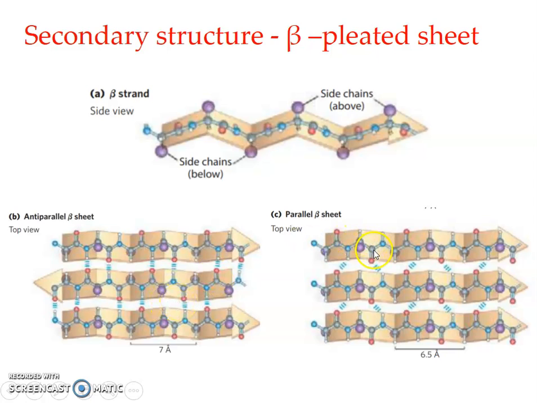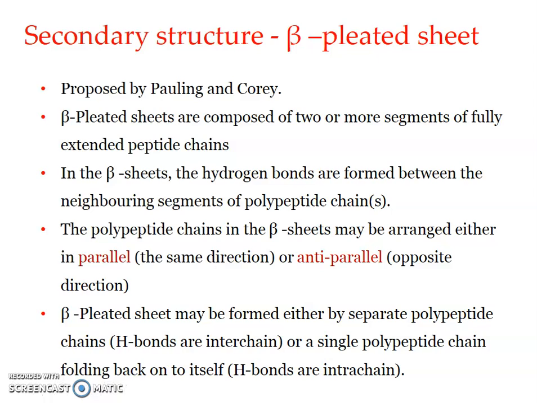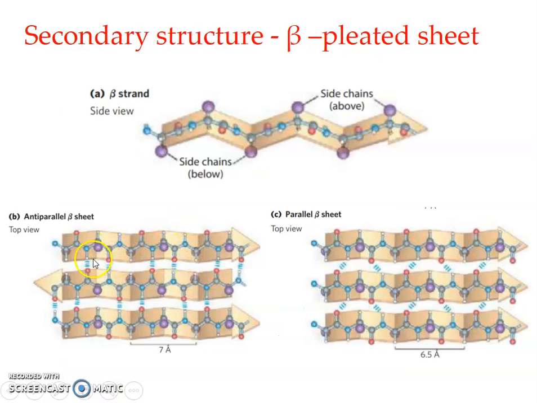What about parallel? Parallel has the N terminals on the same side. You can see the N terminal end of this chain, and the N terminal of this one, and it's all parallel. Okay, so that is why. What happens to the hydrogen bond? The hydrogen bond is almost parallel in the case of anti-parallel sheets. Hydrogen bonding is formed between the neighboring segments of the polypeptide chain. So this is one polypeptide chain, this is the second one, and the hydrogen bonding is formed between the neighboring polypeptide chains. You can see the hydrogen bonding is almost parallel to each other. And what about here? It is slightly shifted. Another difference is that here it is 7 angstrom distant, and here it is 6.5. So there is a difference between the parallel and the anti-parallel.